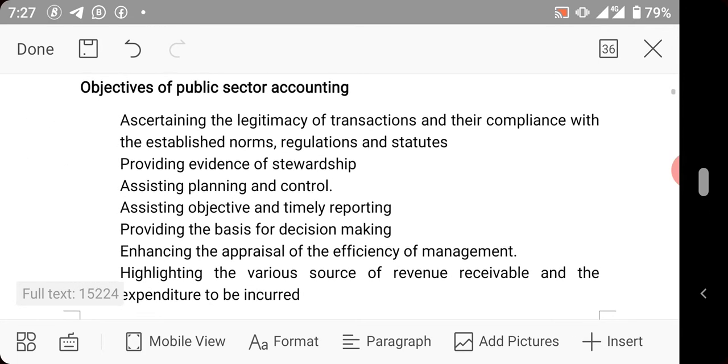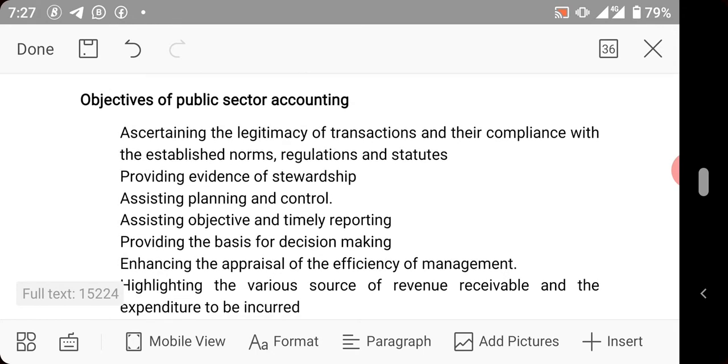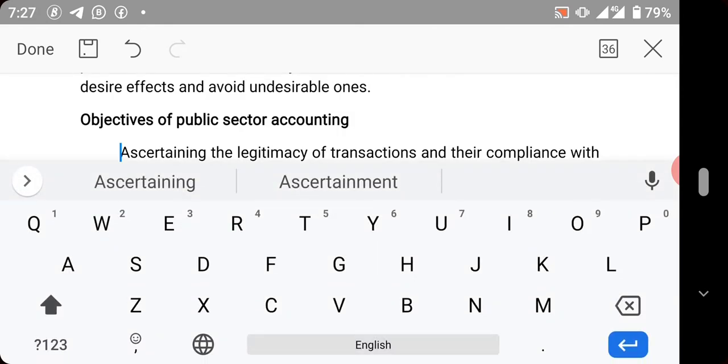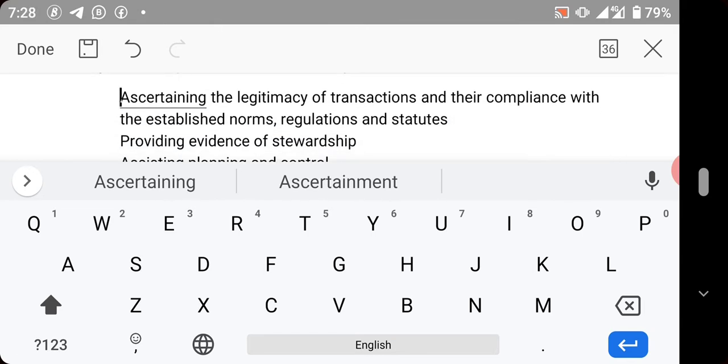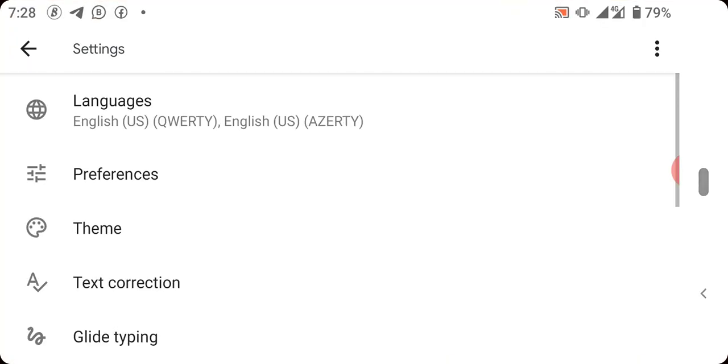There are various objectives of public sector accounting. One, it is to ascertain the legitimacy of transactions and their compliance with the established norms, regulations, and statutes. That's the first objective of public sector accounting. The second one is providing evidence of stewardship.